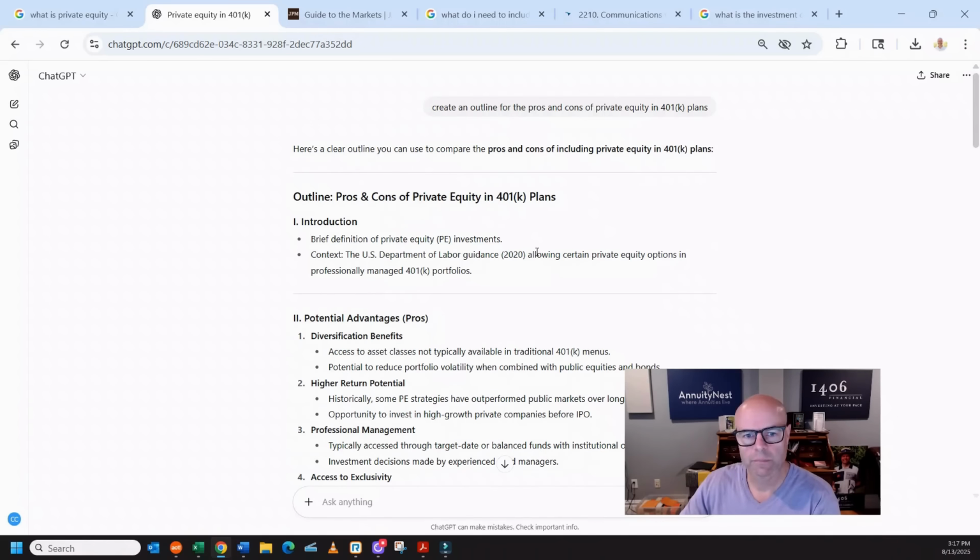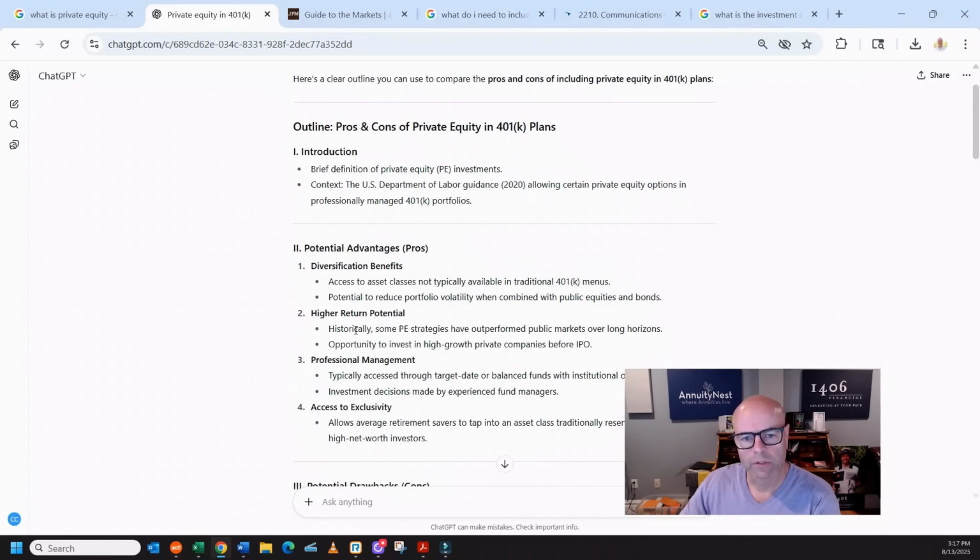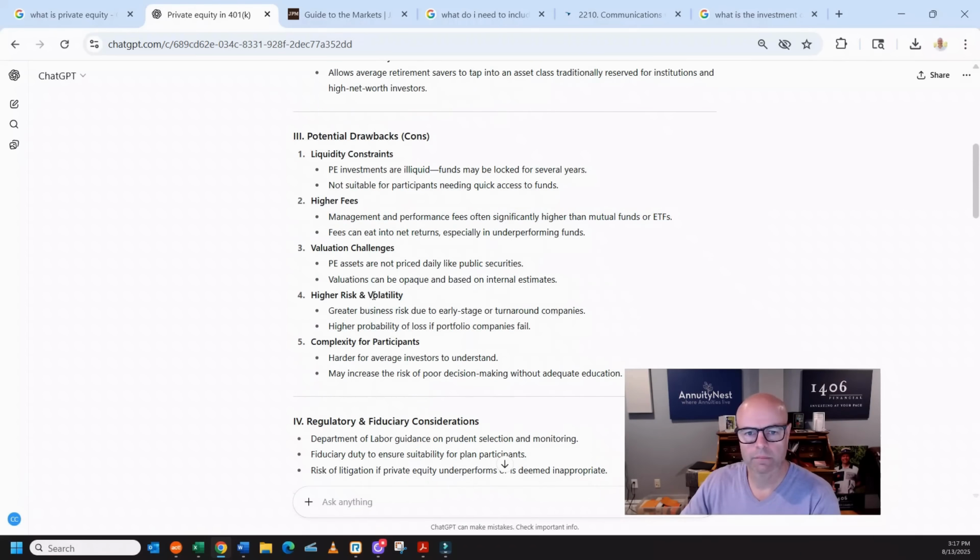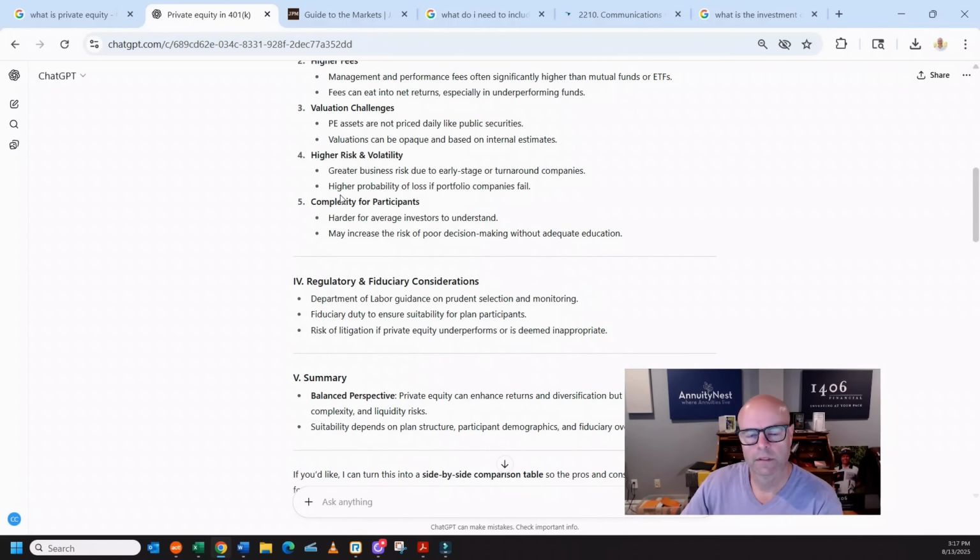What did it say up here? How to position it? Higher return potential. I agree with that, but I've got some other charts that show it's not completely guaranteed. It's not a given, right? And there's a challenge with that.